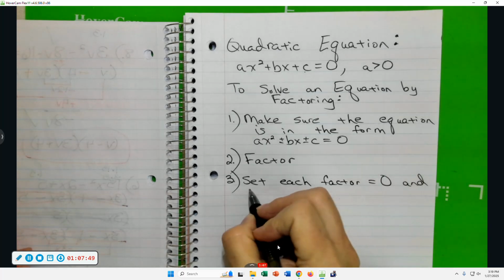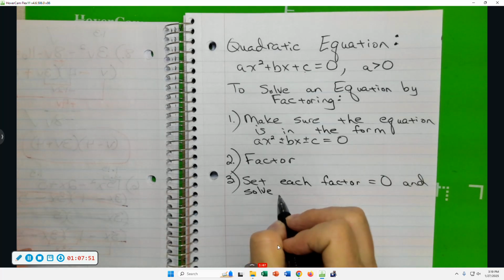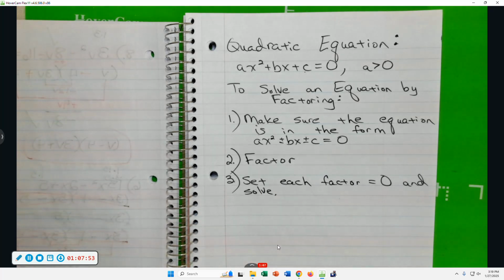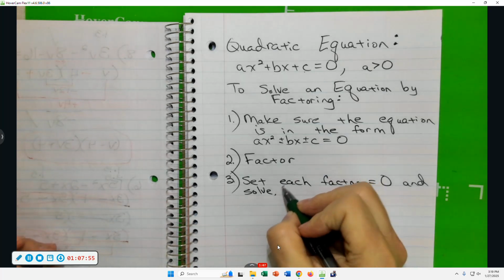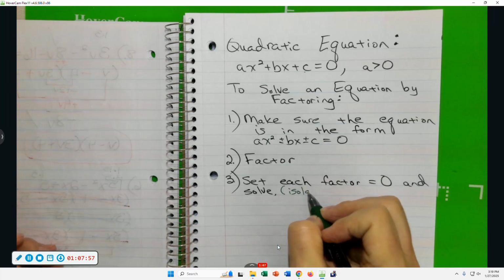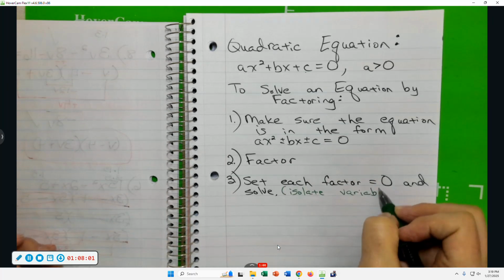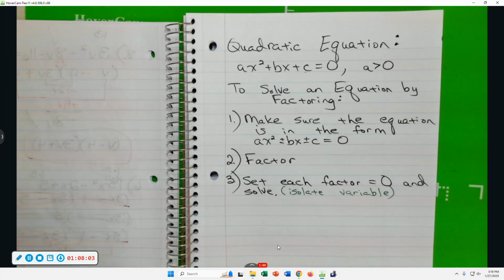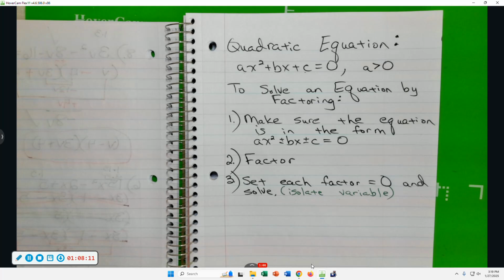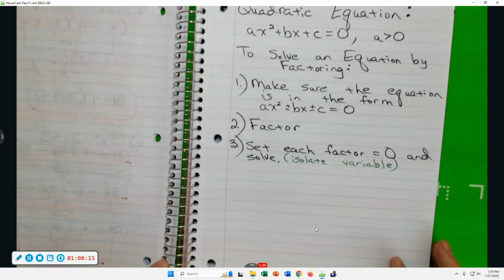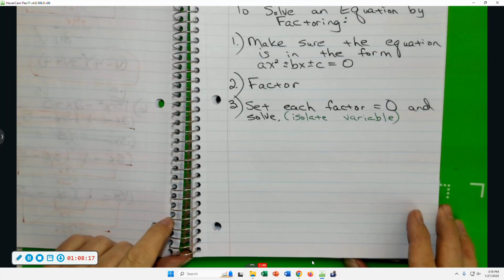And solve. And by solve, you mean isolate the variable. I'll say isolate variable. We make the assumption y'all have solved linear equations in one variable. So if not, you'll get a quick review. I'm sure you have. You couldn't be sitting here if you haven't solved linear equations before. That's the second thing they do in developmental math.